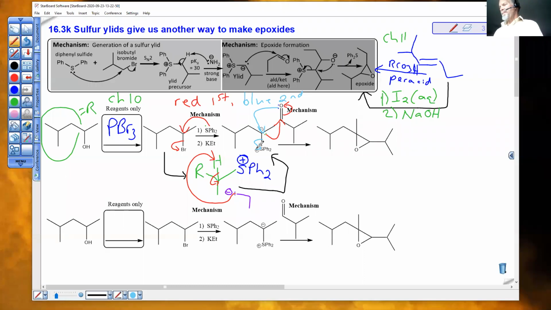I like it. It was fast. And we made an epoxide. We had a new bond formed from carbon to carbon. That's this bond right here. And we have a new bond from oxygen, the oxygen on the isobutyl group, to the carbon here. This bond is new here. That was old. And we've got that. And we made an epoxide.